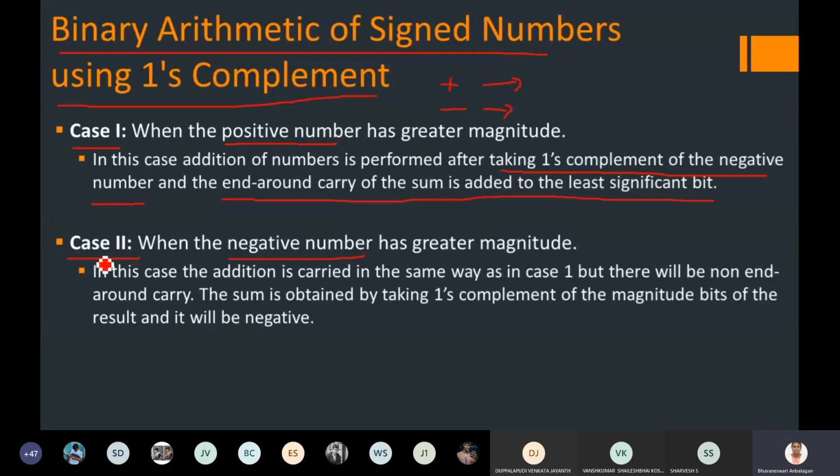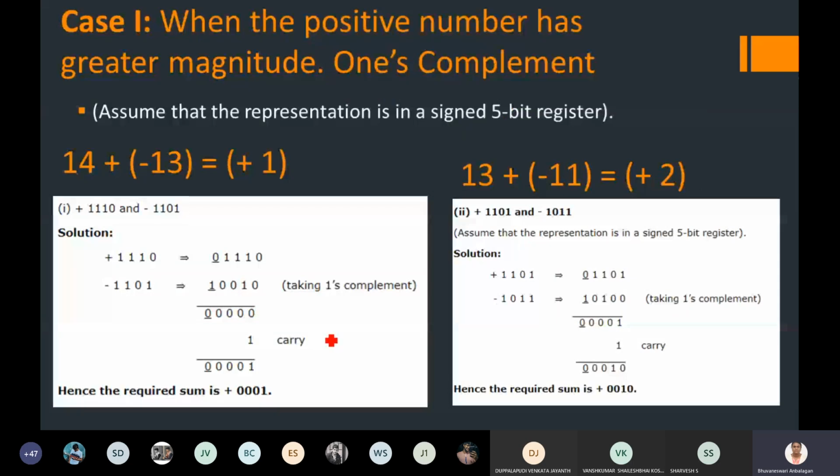When the negative number has the greater magnitude, the addition is carried out in the same way as in case 1, but there will not be an end-around carry, so you have to ignore the carry. The sum is obtained by taking the ones complement of the magnitude of the bits, and it will be a negative number. We'll see one example so that you can understand.